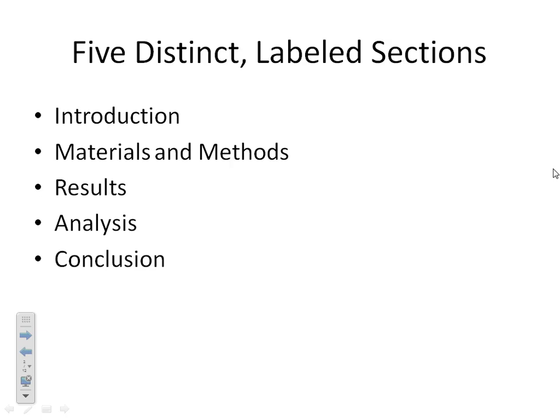So the first thing to talk about with these formal lab reports is that there need to be 5 distinct labeled sections. So I should see, when I look at the front page of your lab report, your name, the title of the lab, and then underneath that, introduction, actually labeled. So I don't want this in one big long paragraph format. It needs to have distinct sections. So there's the introduction section, there's the materials and methods section, and we do want to use that phrase. There's the results section, there's the analysis section, and then there's the conclusion section. 5 distinct sections, each one is labeled.